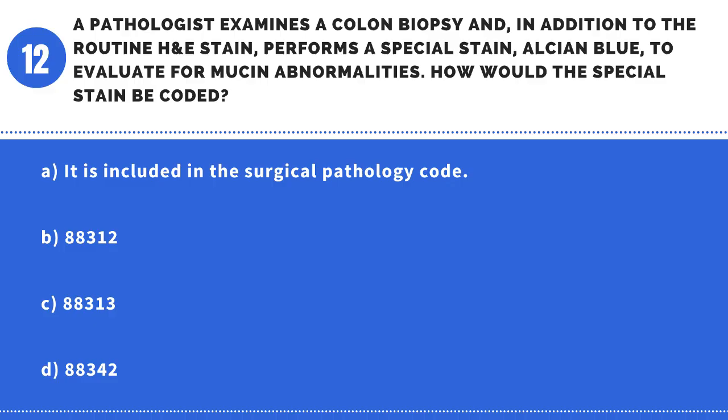special stain, Alcian blue, to evaluate for mucin abnormalities. How would the special stain be coded? A. It is included in the surgical pathology code. B. 88312. C. 88313. D. 88342.